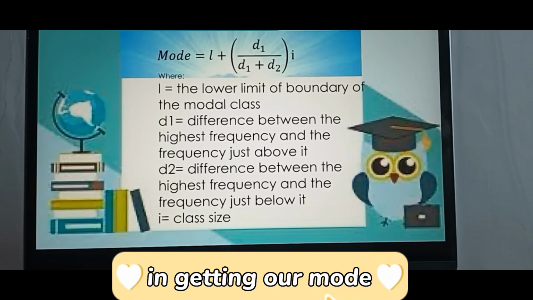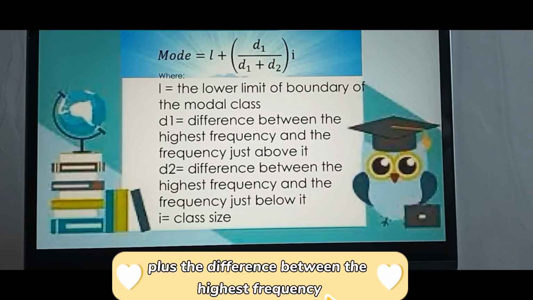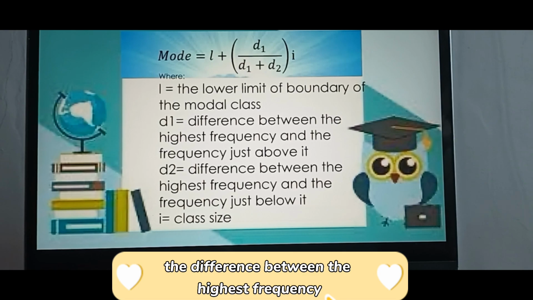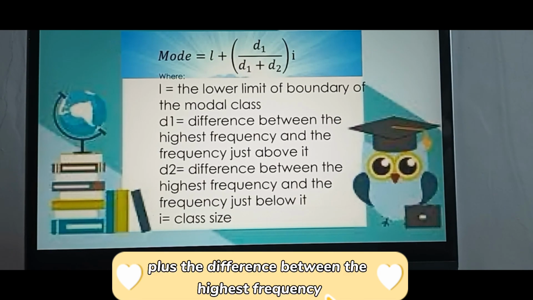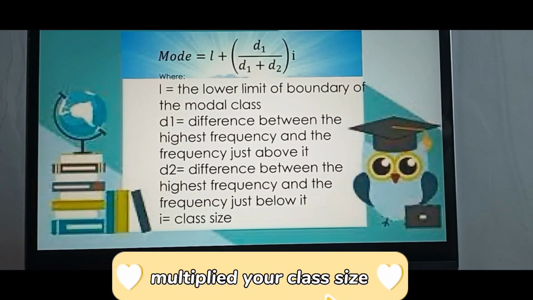The formula for getting our mode is the lower limit of your modal class, plus the difference between the highest frequency and the frequency just above it, divided by the difference between the highest frequency and the frequency just above it, plus the difference between the highest frequency and the frequency just below it, multiplied by your class size.